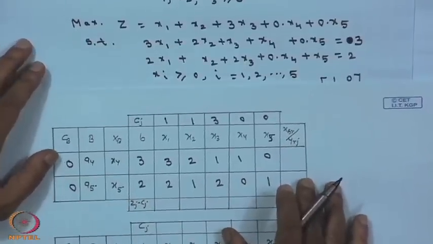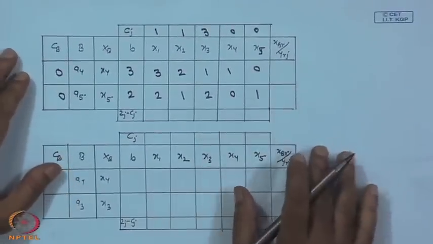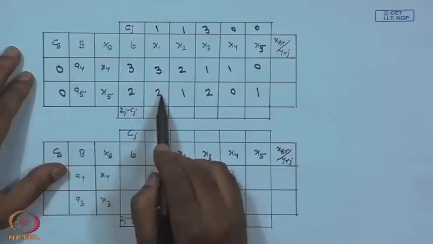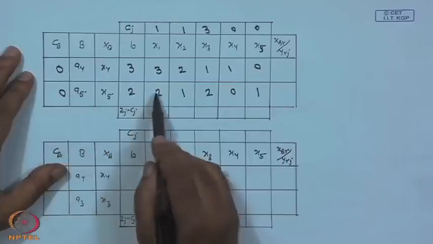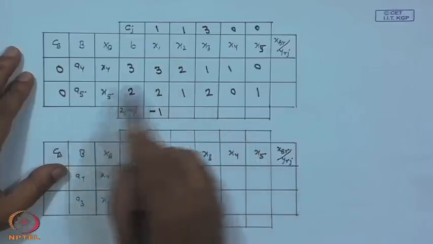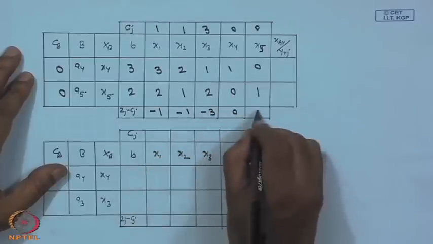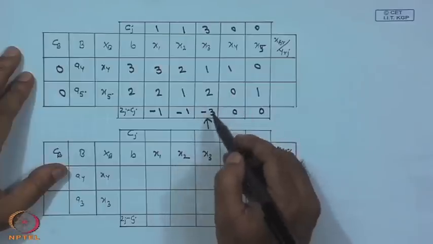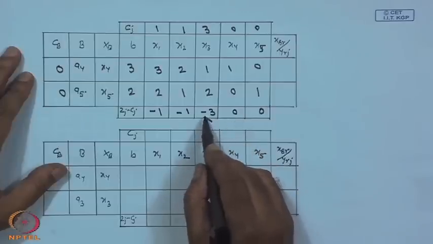From the initial table, now I have to calculate Zj minus Cj. Zj is Cb times the column: 0 into 3 plus 0 into 2 minus 1, so it becomes minus 1. Similarly, in the x2 column, 0 into 2 plus 0 into 1 minus 1 becomes minus 1. The next one is minus 3, the next one is 0 and this one also 0. So, the most negative is this one, the x3 column, because Zj minus Cj is not greater than or equal to 0 for all j. Therefore, I have to go to the next table.